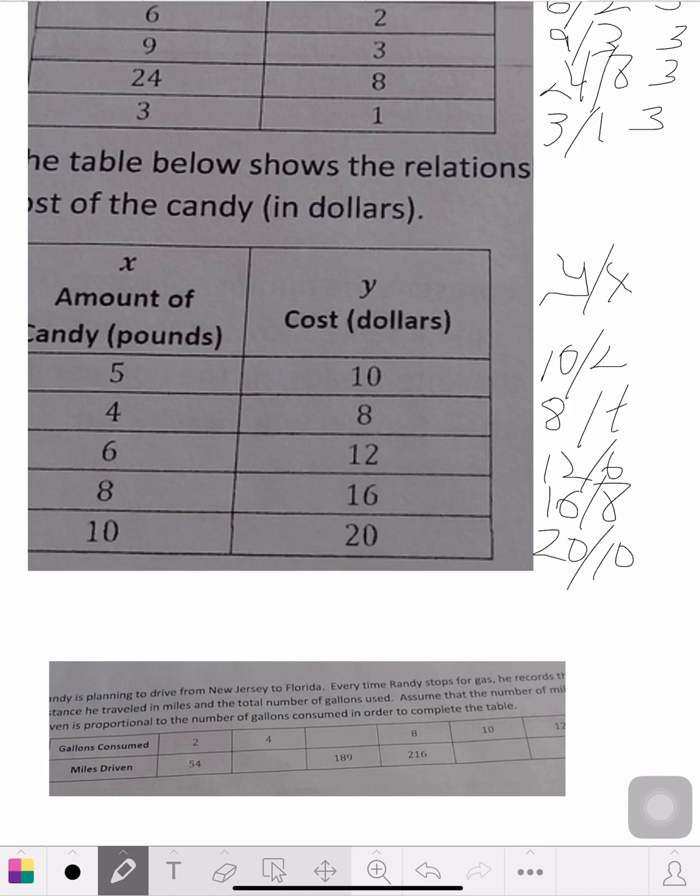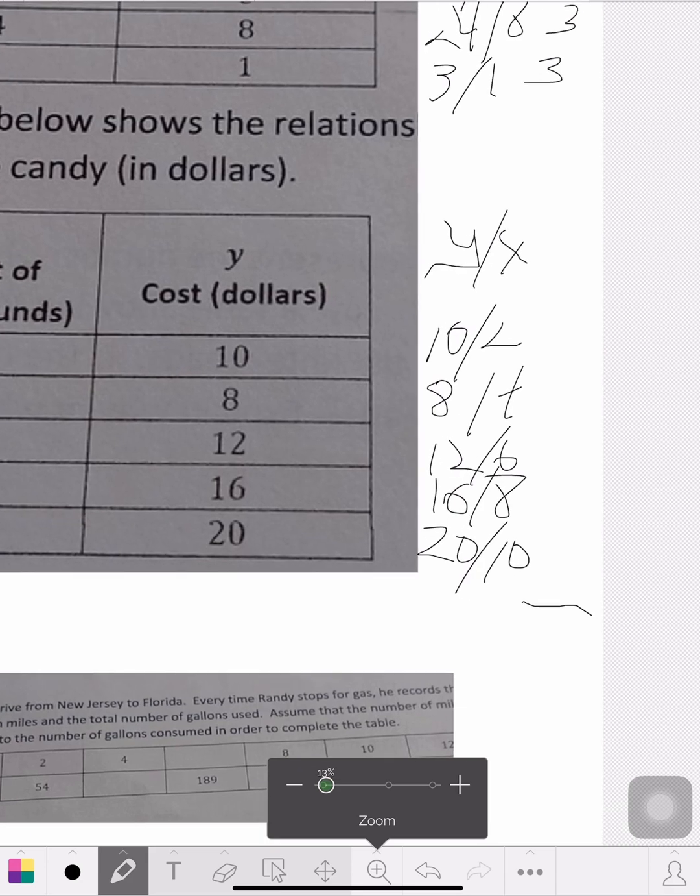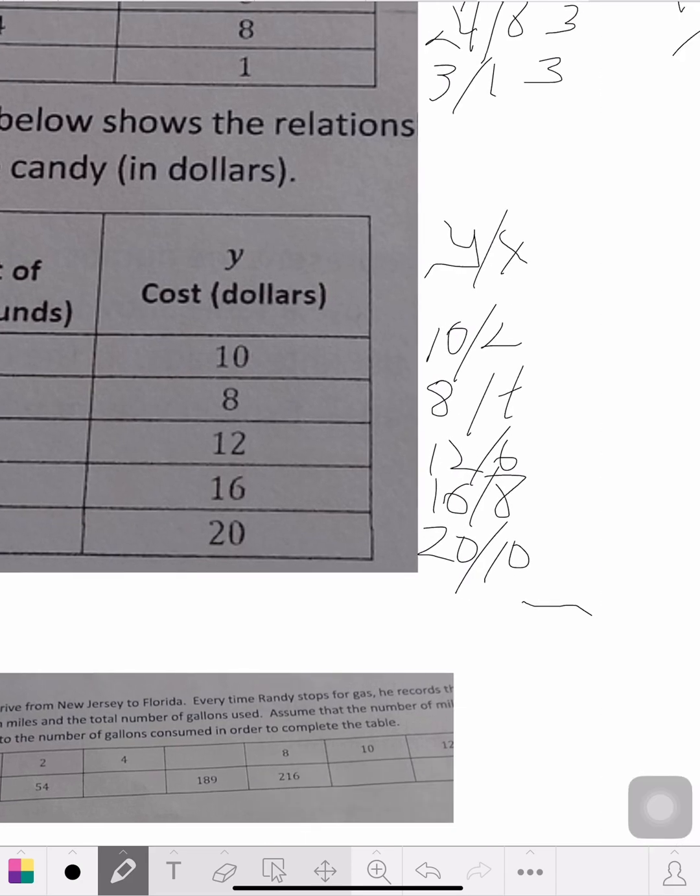Let's do the math out. 10 divided by 5 is 2. 8 divided by 4 is 2. 12 divided by 6 is 2. 16 divided by 8 is 2. And 20 divided by 10 is 2. This is proportional. Everything matches. So it is.